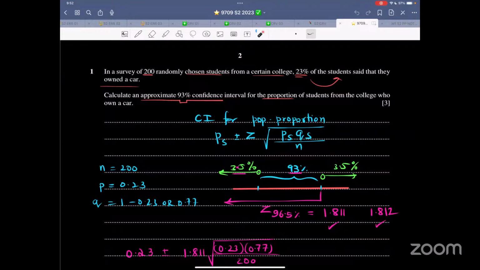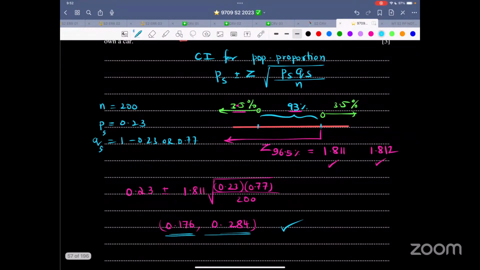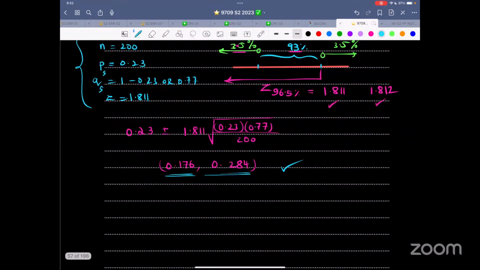Now, what do we have? We have N as 200. We have probability of success, PS. Let me write a symbol S over here. So this is PS, this is QS. And then we have the Z value, which is 1.811. And then we plug everything into the formula. And these are the two things that we obtain. That is the lower bound and that is the upper bound. So that is a pretty basic question.